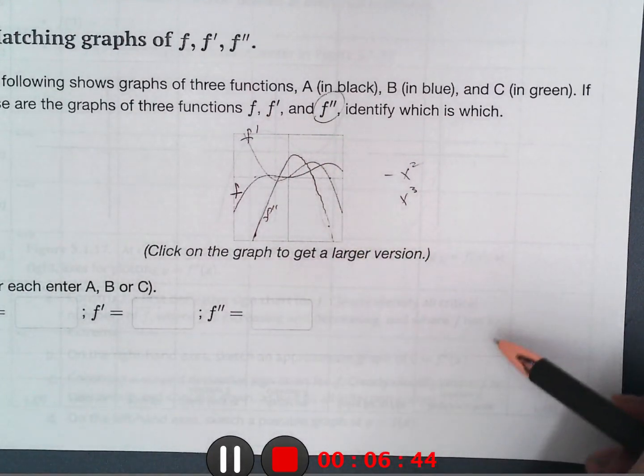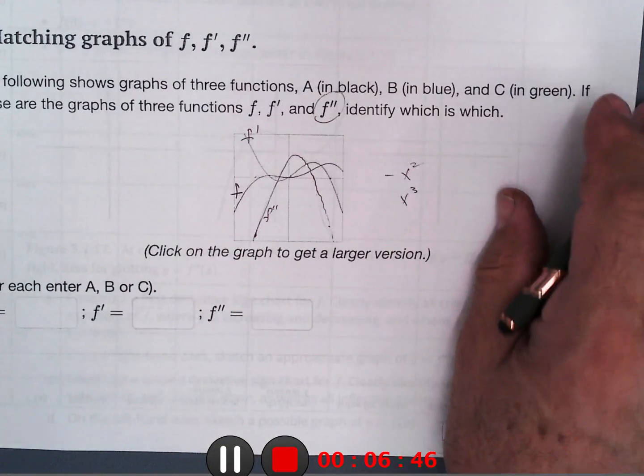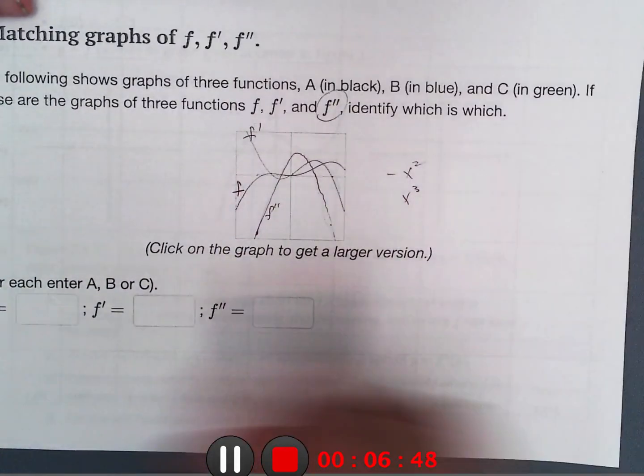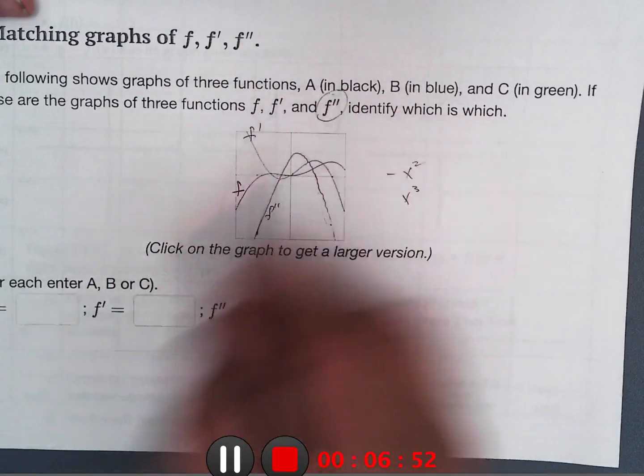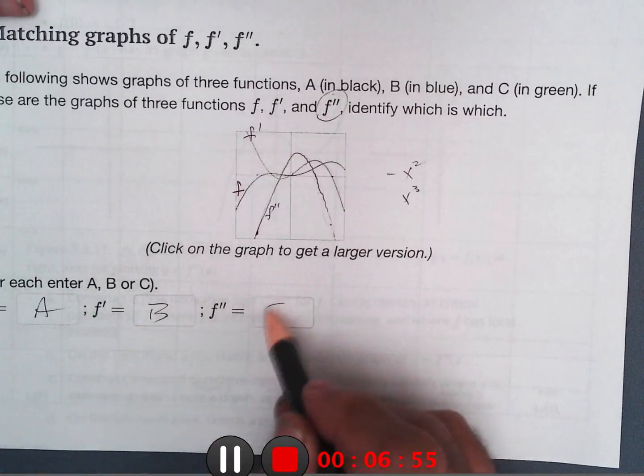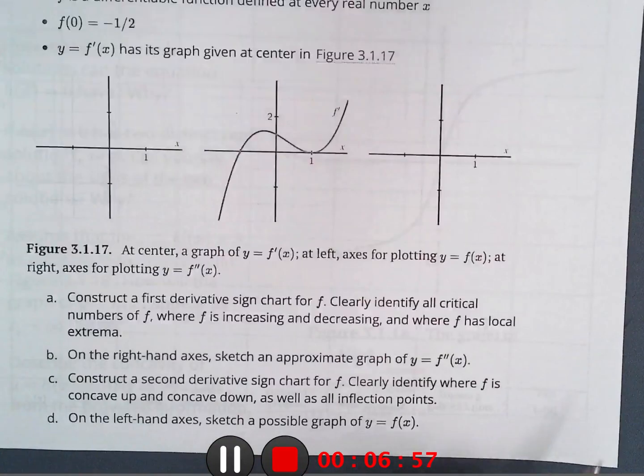Okay. So I think that means, by the labeling, that because of the colors, I think that's A, B, and C. But I want you to understand the graphs. Okay.